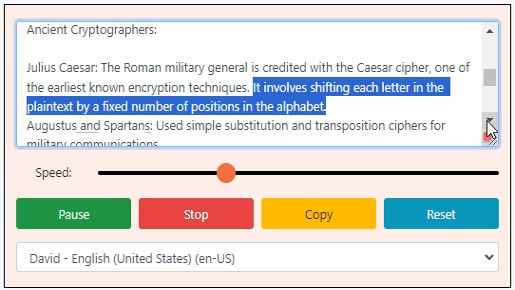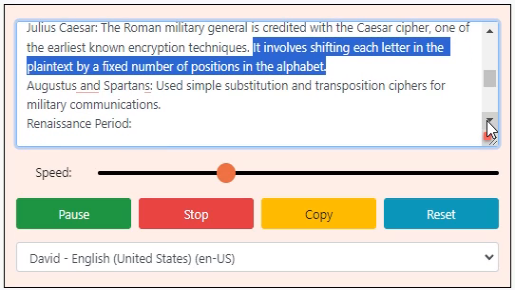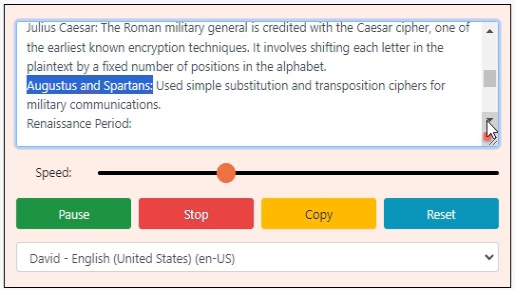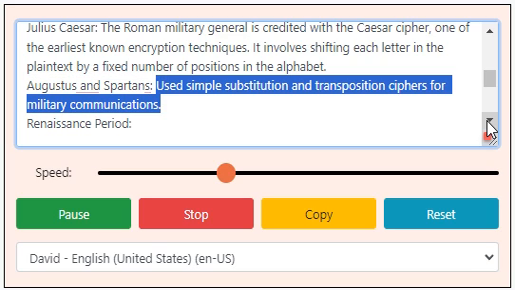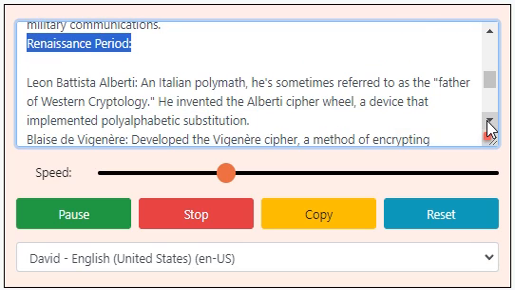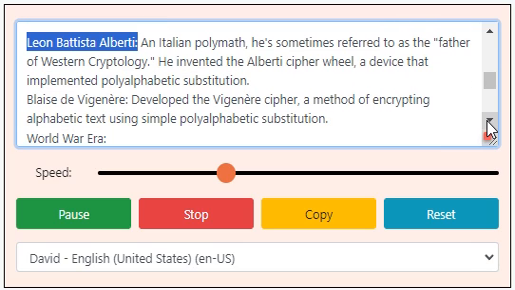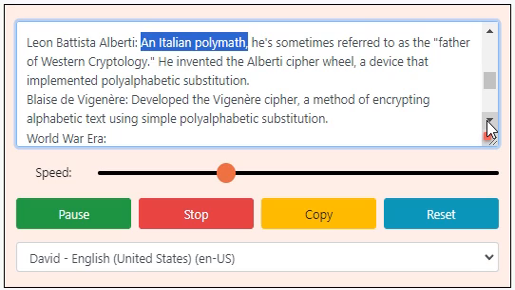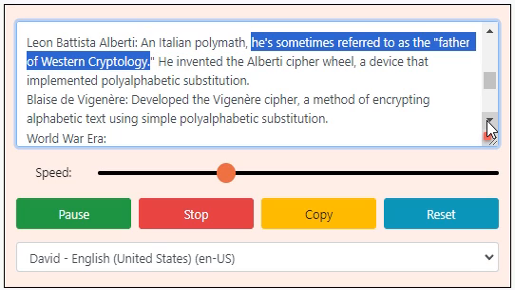It involves shifting each letter in the plain text by a fixed number of positions in the alphabet. Augustus and Spartans used simple substitution and transposition ciphers for military communications. Renaissance period. Leon Battista Alberti, an Italian polymath. He's sometimes referred to as the father of Western cryptology.